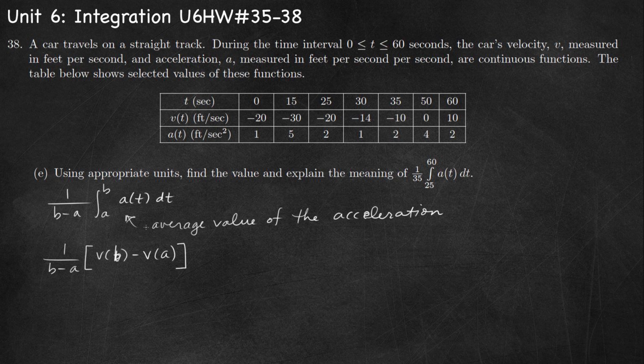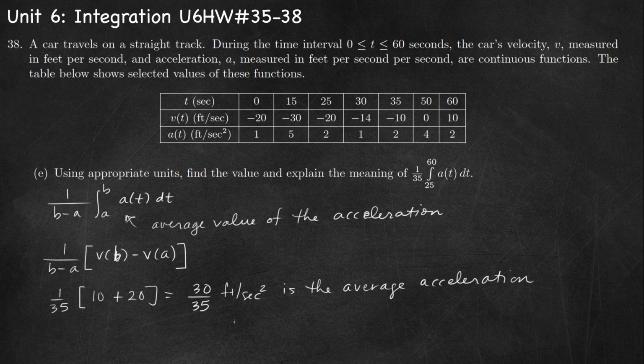And in our case, let's go ahead and put in our a's and b's. So 1 over b minus a is 1 over 35. V of b would be v of 60, and v of 60 is 10. V of a is our v of 25, and v of 25 is negative 20. So we get 30 over 35. This is the average acceleration, so the units are feet per second squared, is the average acceleration from t equals 25 to t equals 60 seconds.